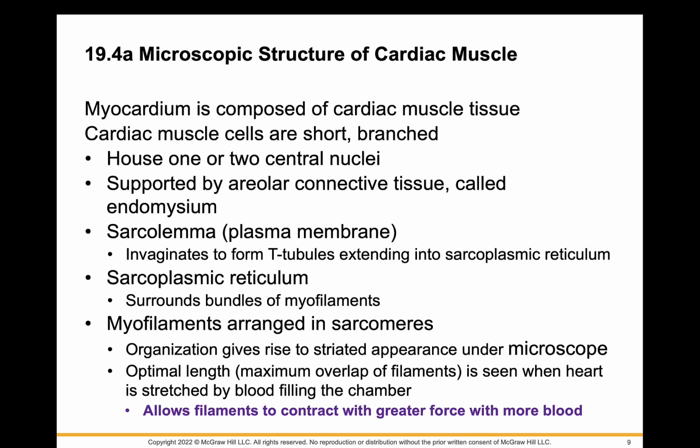Now, when we look at cardiac muscle, one of the major differences is the cells are much shorter and they're branched. Typically, we're going to see nuclei that are more centrally located, as opposed to pushed to the periphery, at the sarcolemma, which we saw in skeletal muscle. We're going to see a relatively consistent connective tissue, endomysium, okay? The sarcolemma, so there's a plasma membrane.